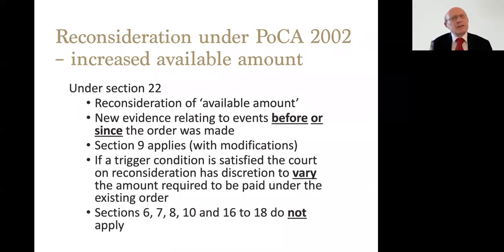And here, we're not using the mechanism of section 6. Section 7 doesn't apply because that applies to recoverable amount for the purposes of section 6. Section 8, referring to conduct and benefit, doesn't apply. The criminal lifestyle assumptions of section 10 are not going to be relevant, they don't apply. And also sections 16 to 18 do not apply to section 22 applications. So there isn't an obligation for the defendant to file information, there isn't an obligation for the prosecutor to file a section 16 statement and the defendant to reply.